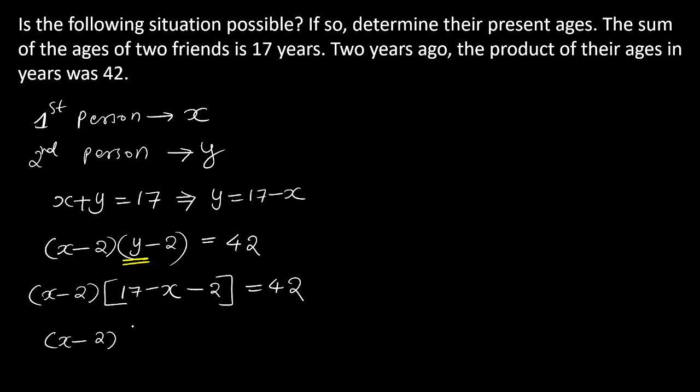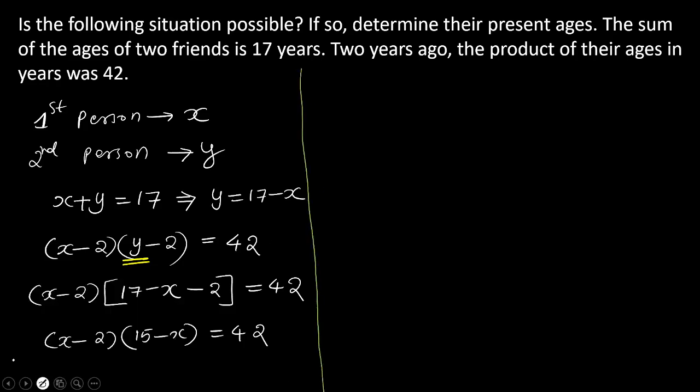x minus 2 into 17 minus x, minus 2 is there. 17 minus 2 is 15. Minus x is equal to 42. 17 minus 2, 15. So this part is clear.